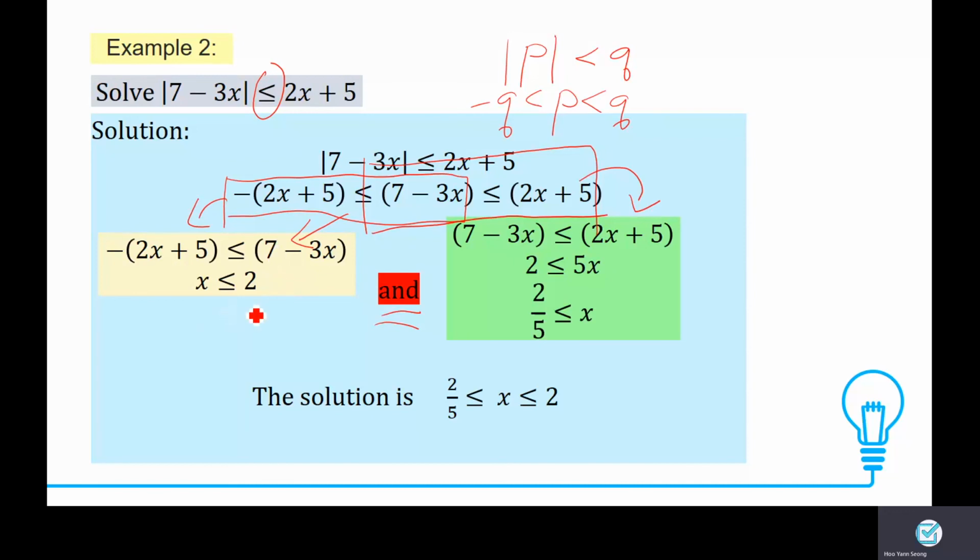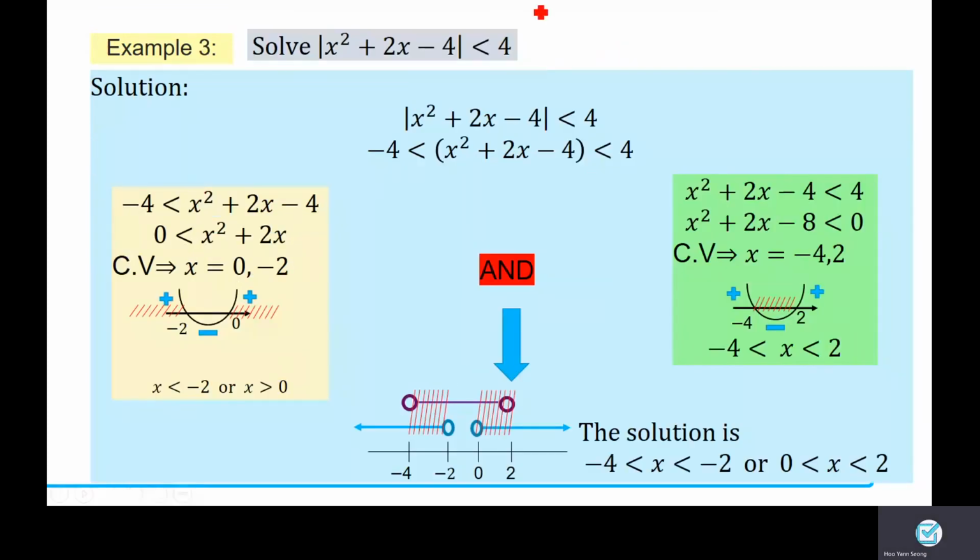So I get x less than 2. And this one is my x is greater than 2 over 5. Since there is no other thing, we just combine it. There. How about this one? So you solve absolute x squared plus 2x minus 4 less than 4.